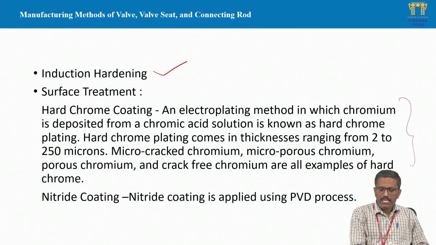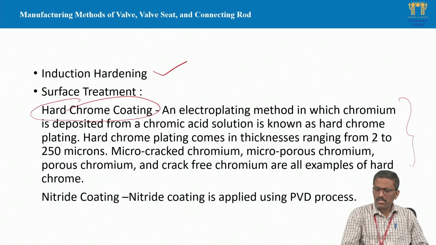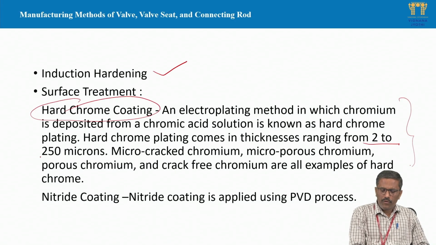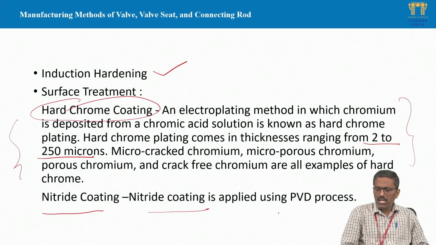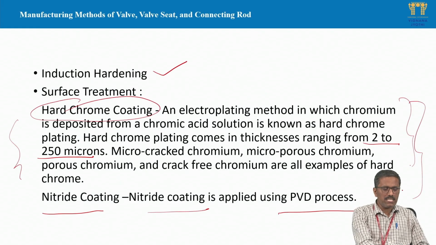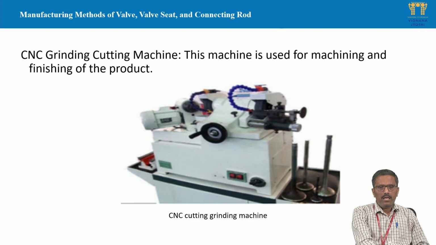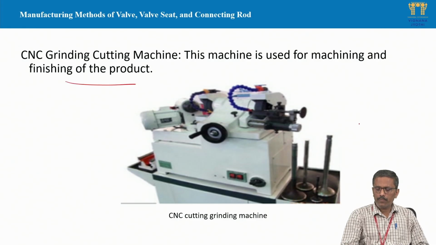One is the hard chrome method, where chromium is deposited on the surfaces, and the thickness is from 2 to 250 microns. That is the first method to improve the surface hardness. We can also go for nitride coating, where we use nitride coating with physical vapor deposition. These two methods we use for improving the surface properties of the engine valve using surface heat treatment. And this is a CNC grinding machine to improve the dimensional accuracy of the valve.